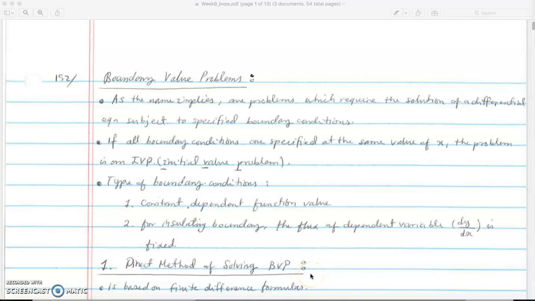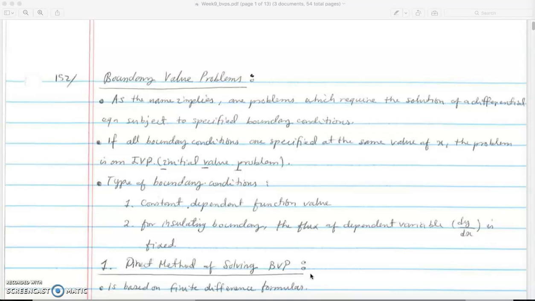This is the first part of the boundary value problem video. In this video I'll be talking about how we can discretize and solve boundary value problems using finite difference methods.